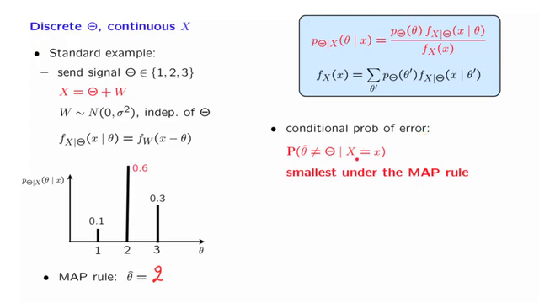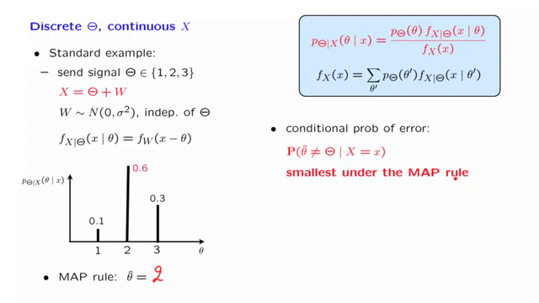Now, the fact that x is continuous really makes no difference once we arrive at this picture. With the MAP rule, we still choose the most likely value of theta, and this is our estimate, and we can calculate the probability of error, which for the MAP rule would be 0.4. Exactly the same argument as for the case of discrete observations applies and shows that this conditional probability of error is smallest under the MAP rule.